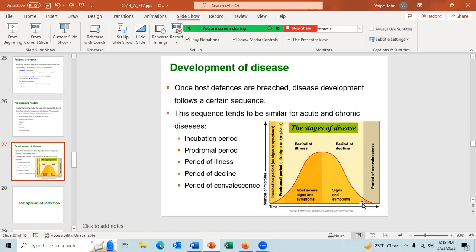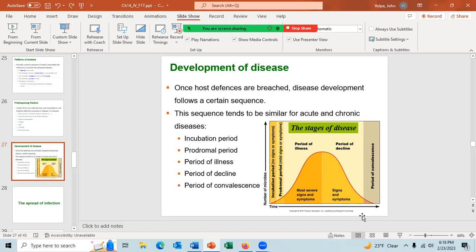All right, here's a question for you. In what period of illness are you not communicable, where you cannot spread the disease? Is it in the incubation period, the prodromal period, the illness period, the period of decline, or the period of convalescence? Is it the period of convalescence? You would think so. Anyone else have a guess?